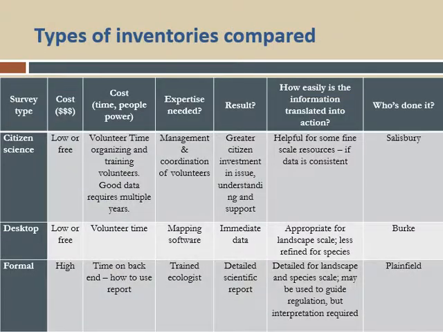So let's compare these types of inventories in a little bit more detail. Let's start with citizen science. The benefit here is that it can be a hands-on, fun way to get community members interested in their community assets, and it can get you some very specific data. A downside is that the data quality can vary, and it can be challenging to cover a whole town systematically.